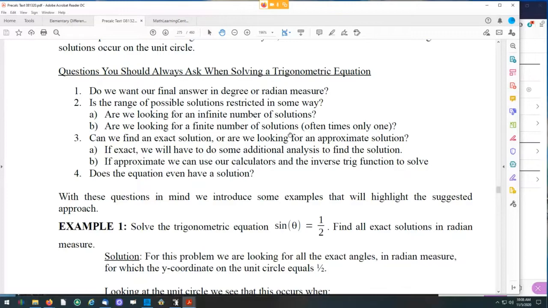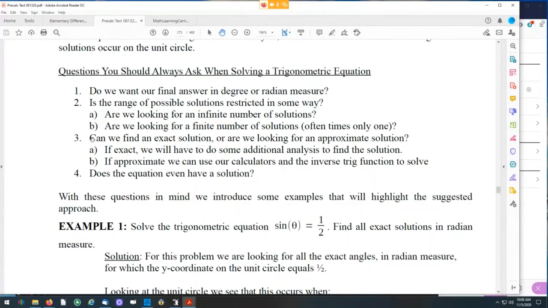And here, we're only looking for real solutions. And that's the only case we have. It's real solutions. We're not going to be looking for complex. It's real numbers. And then the other thing is, can we find an exact solution? Is it one of those special angles that we're working with? Or are we looking for an approximate solution?